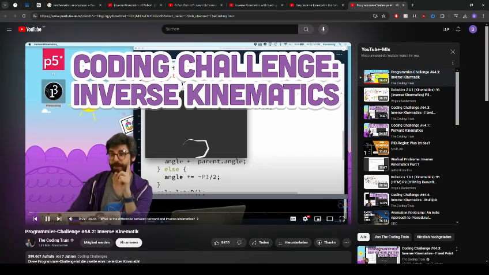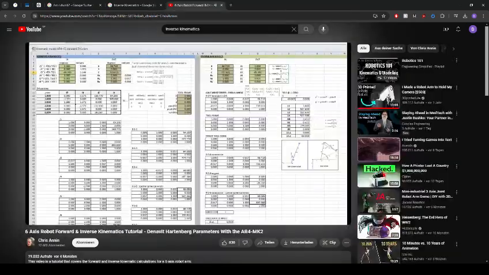Inverse kinematics. Because inverse kinematics. The inverse kinematics.